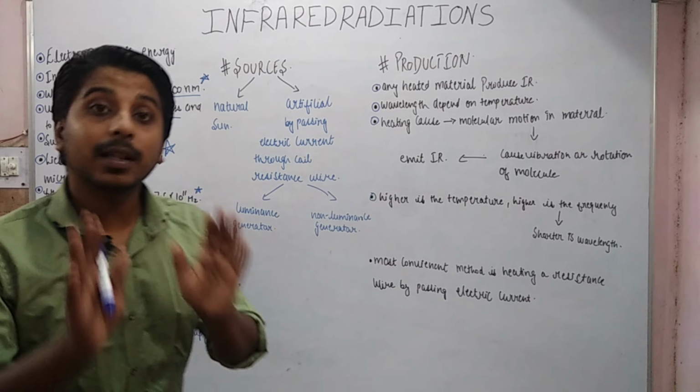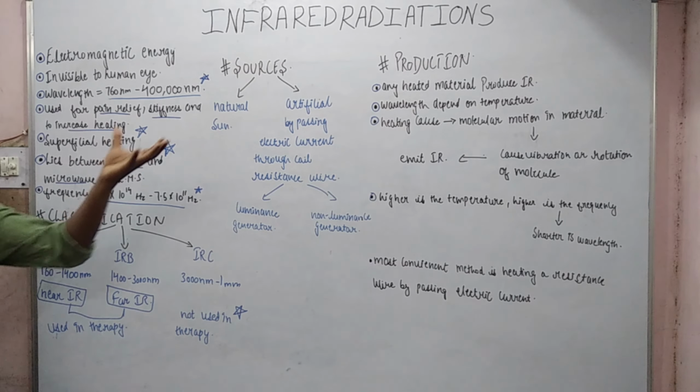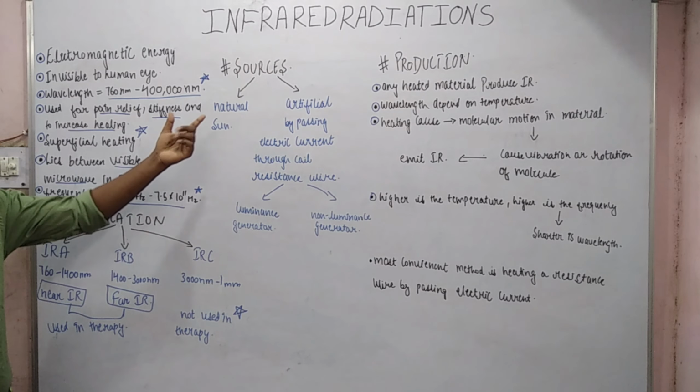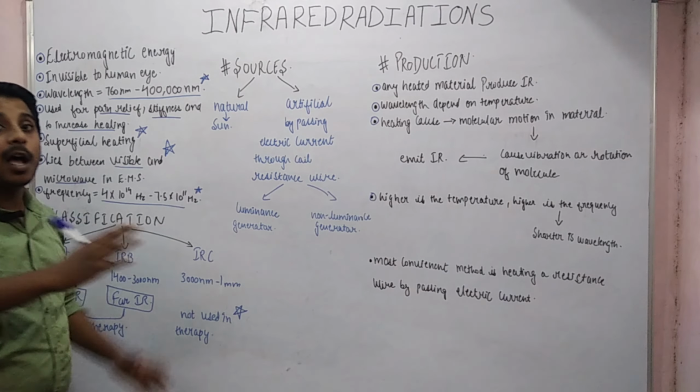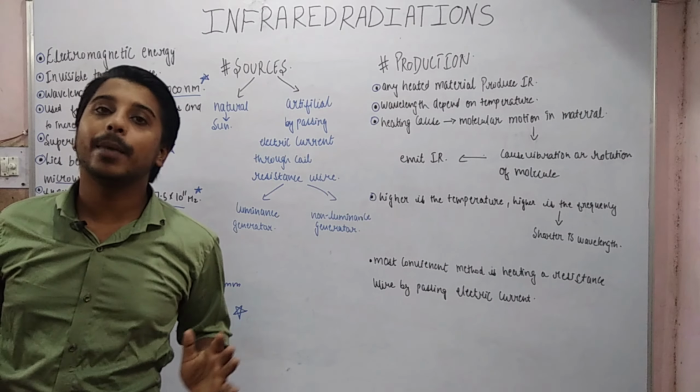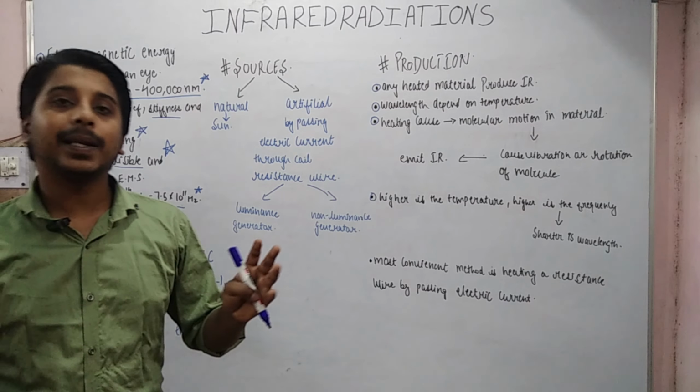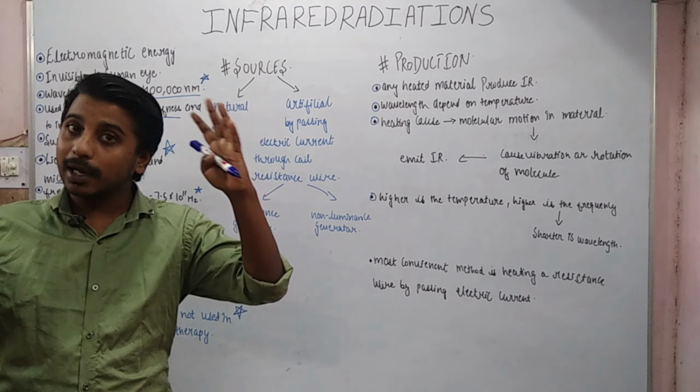Now we will move toward the sources of IR. What are the sources? The first source is natural. Natural means the sun. The sun is the biggest source of electromagnetic energy. All the electromagnetic energy, we can say, is from the sun.